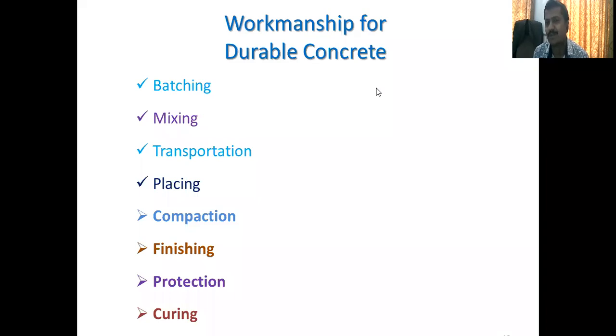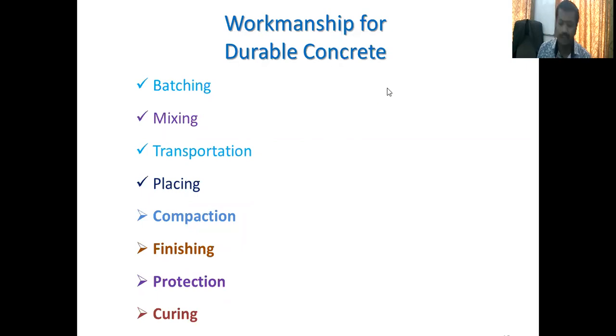What exactly do we do in batching? Speak out, it is very important for you to understand this. Weigh batching and volume batching are the two types. Yes, batching is the process of measuring the concrete ingredients.